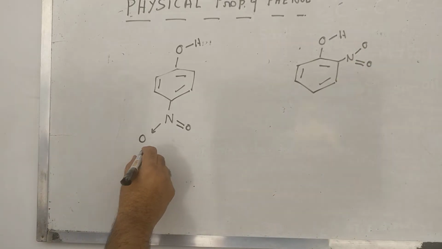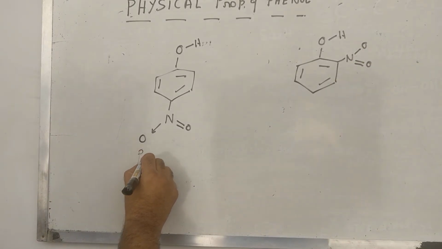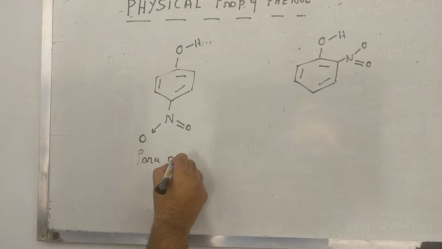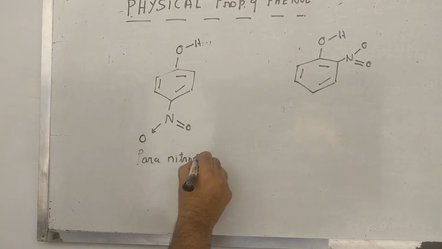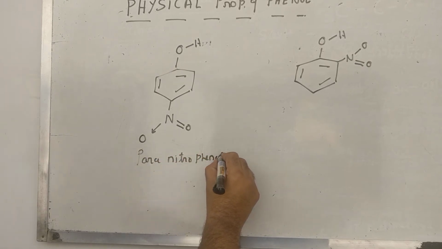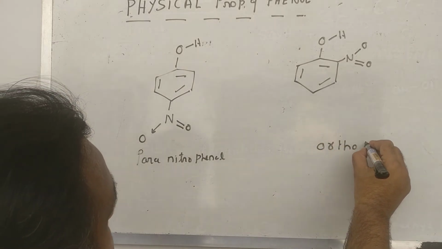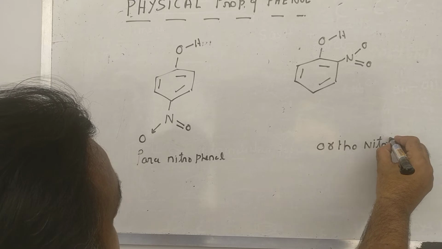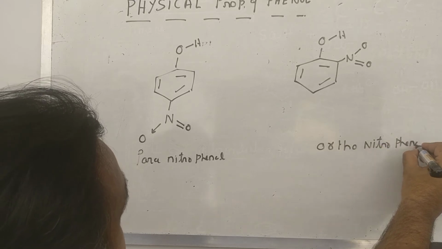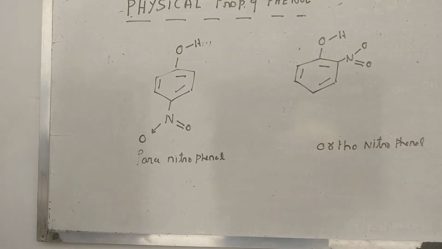This is your para-nitrophenol, and this is ortho-nitrophenol. So let's find out what the force of attraction is between para-nitrophenol molecules and ortho-nitrophenol molecules. The one which has the higher intermolecular force of attraction will have the higher boiling point.